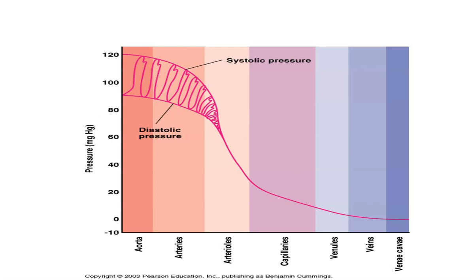Okay, so what's going to happen? We're going to look at this and start at the aorta, where the pressure is going to be the highest, closest to the heart. Here's your systolic pressure. Here's your diastolic. As you get farther away, we're just going to be dealing with one pressure.